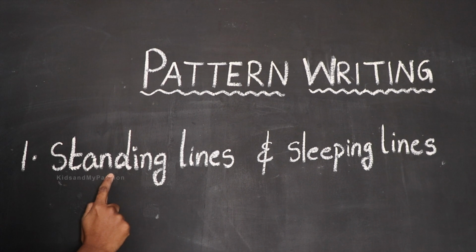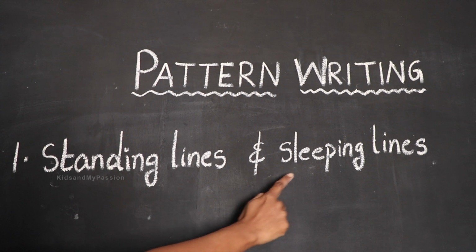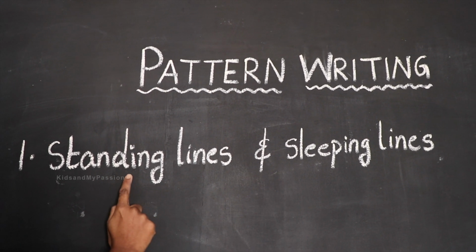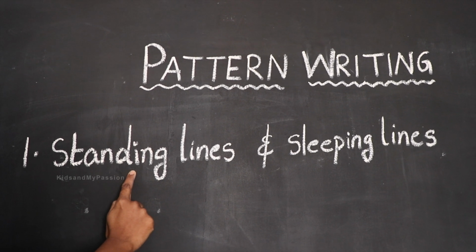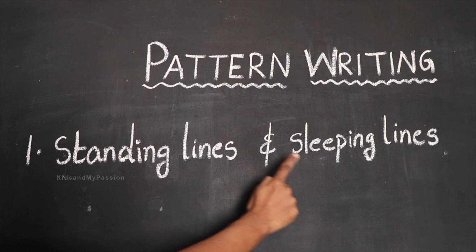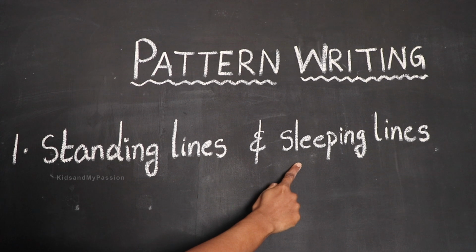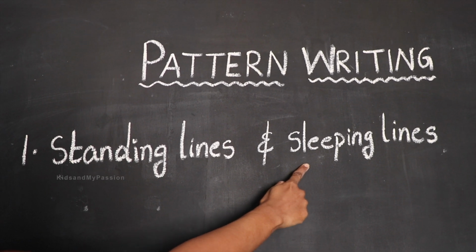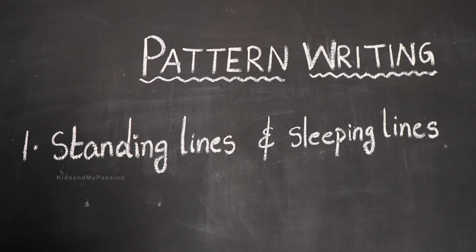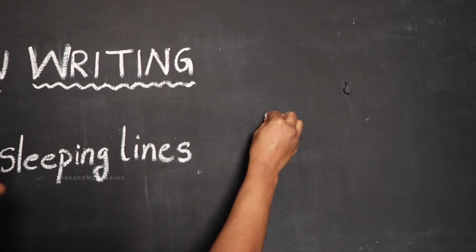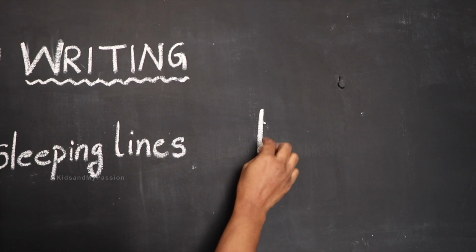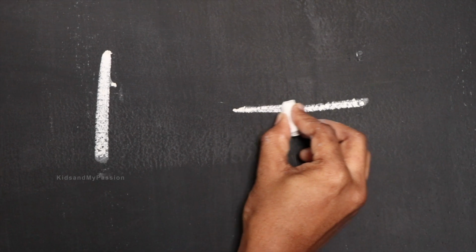We are going to see standing lines and sleeping lines. Standing line is also known as vertical lines, whereas sleeping line is also known as horizontal line. Let's see how the standing line and sleeping lines look. Standing line, sleeping line.